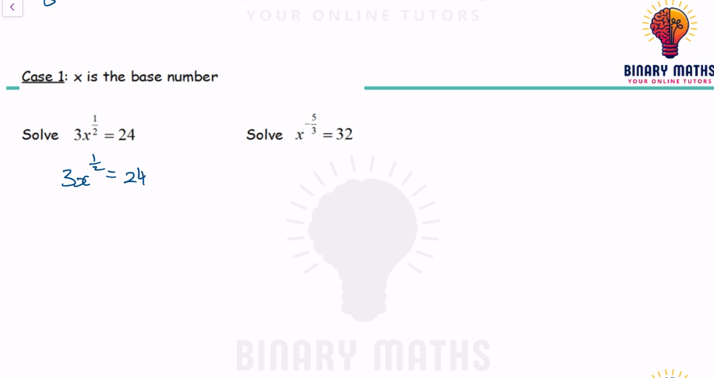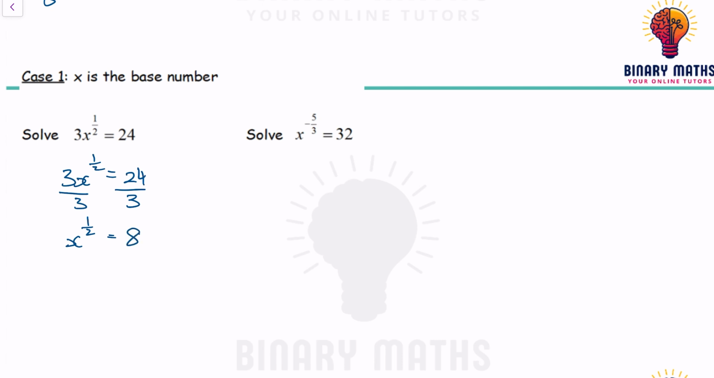Now BIDMAS tells us that when we look at the journey of x, first we are raising it to the power of a half, and then we're timesing by 3. So index, and then we're multiplying it. So when we're undoing it, the first thing we need to do is divide by 3. So if we divide both sides by 3, I get x to the power of a half on this side is equal to 24 divided by 3, which is 8.